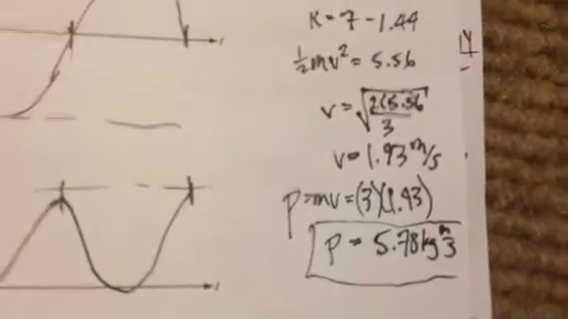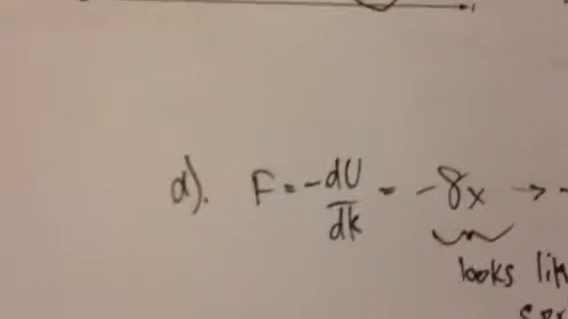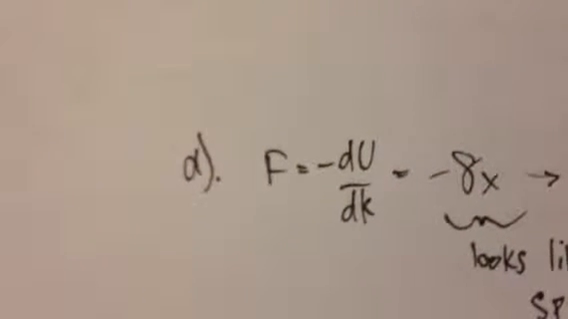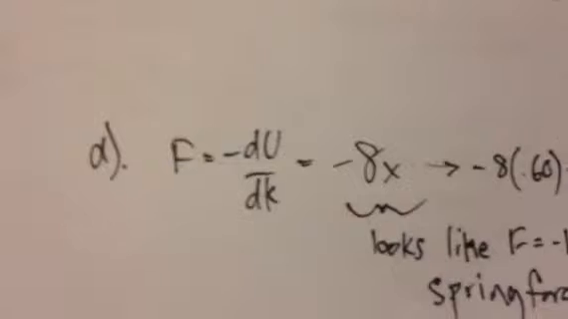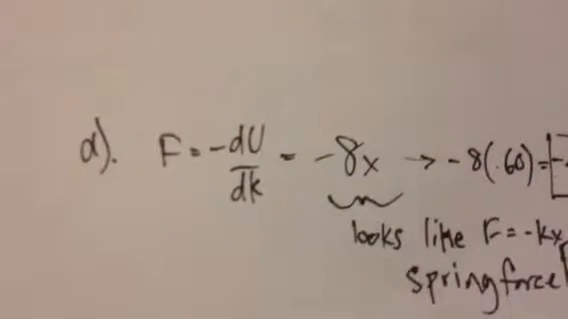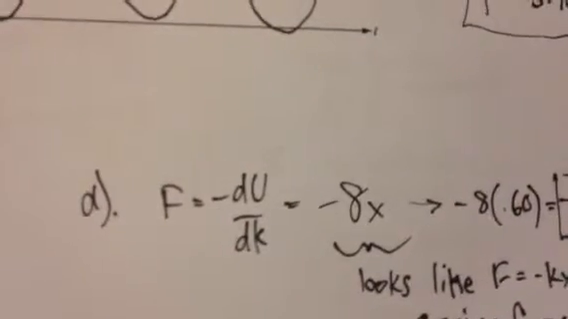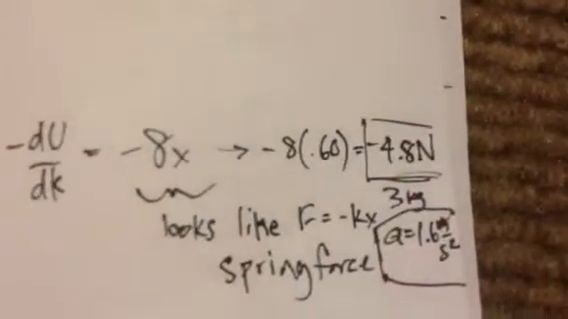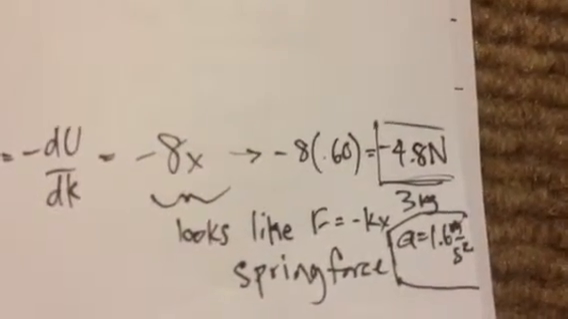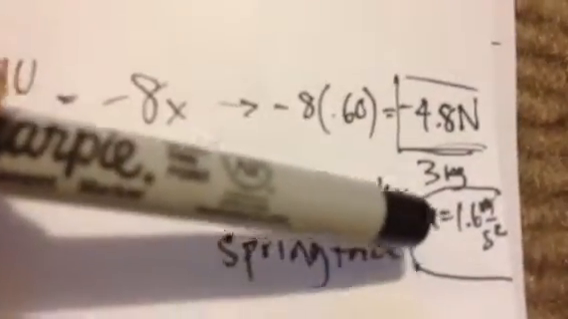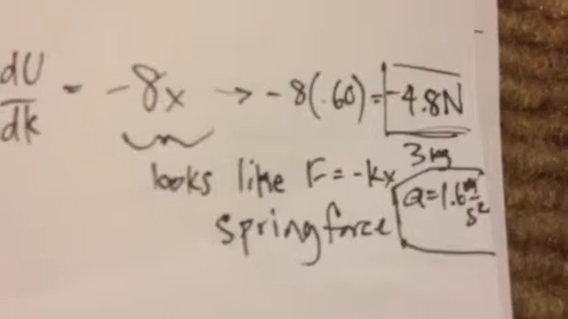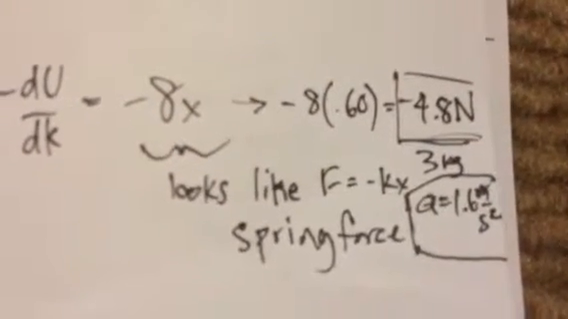Part D asks you to find the acceleration. So you have to use the force-potential derivative equation. You take the negative derivative of the potential with respect to x, and you get negative 8x instead of 4x squared, what it originally was. Plug in the value that they give you, and you get a force of negative 4.8 newtons. When you divide that by the mass of 3 kilograms, you get an answer of 1.6 meters per second squared, and that should actually be negative because it's slowing down at that point.